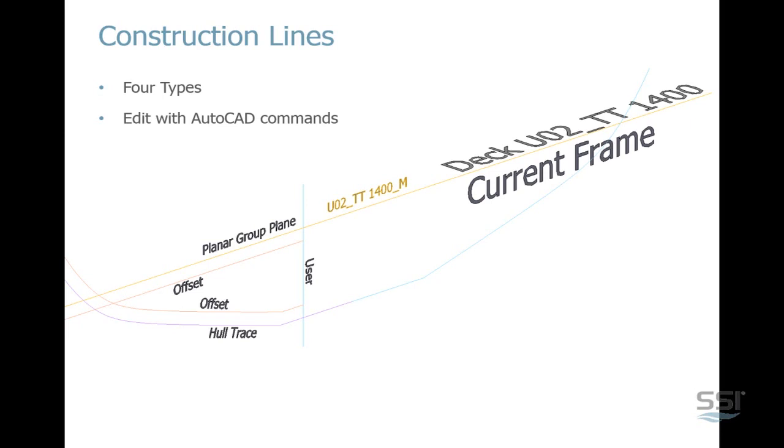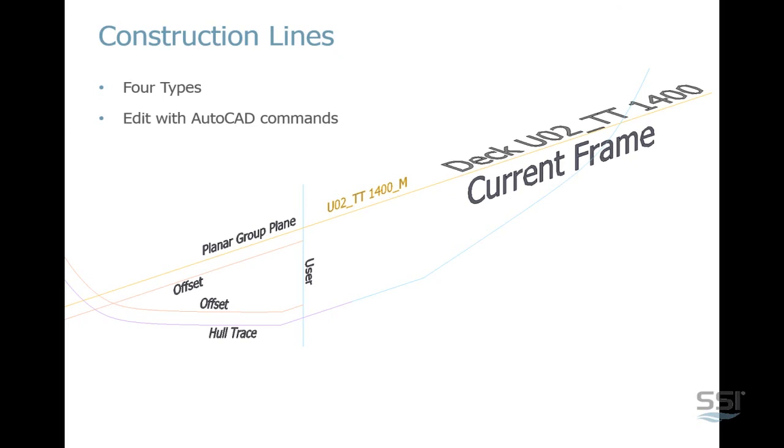Any parts that we've defined using an offset construction line will maintain that offset from the original as the original moves around. Planar group plane construction lines are a really powerful construction line and a tool in ShipConstructor. They represent the intersection of 2 planar groups. In the drawing that we're looking at here, we're in essentially a frame. We can see the outline of the hull at that frame location. And we've created a planar group plane construction line that represents the deck TT1400 and where it intersects with that frame. These are really powerful, partly because they're live construction lines. They always represent the current location of the deck.